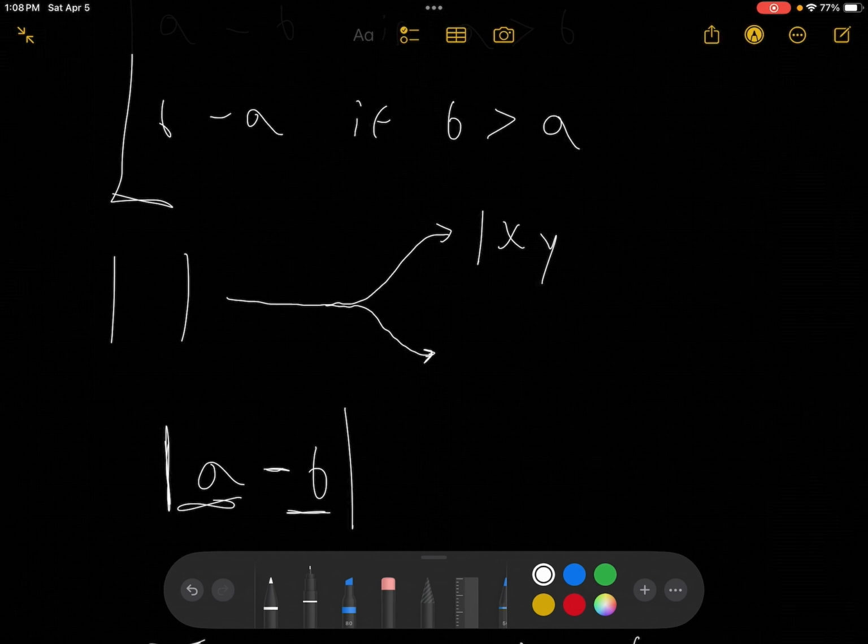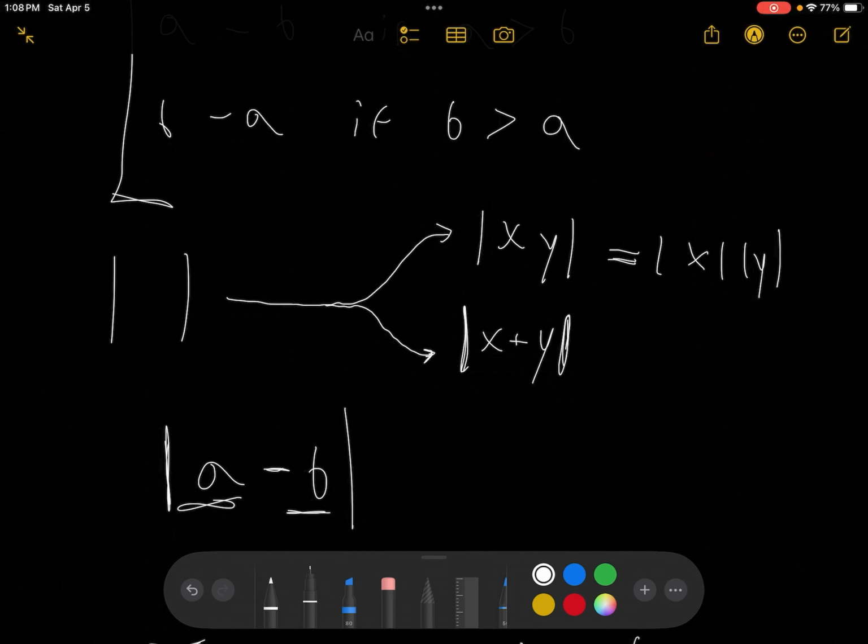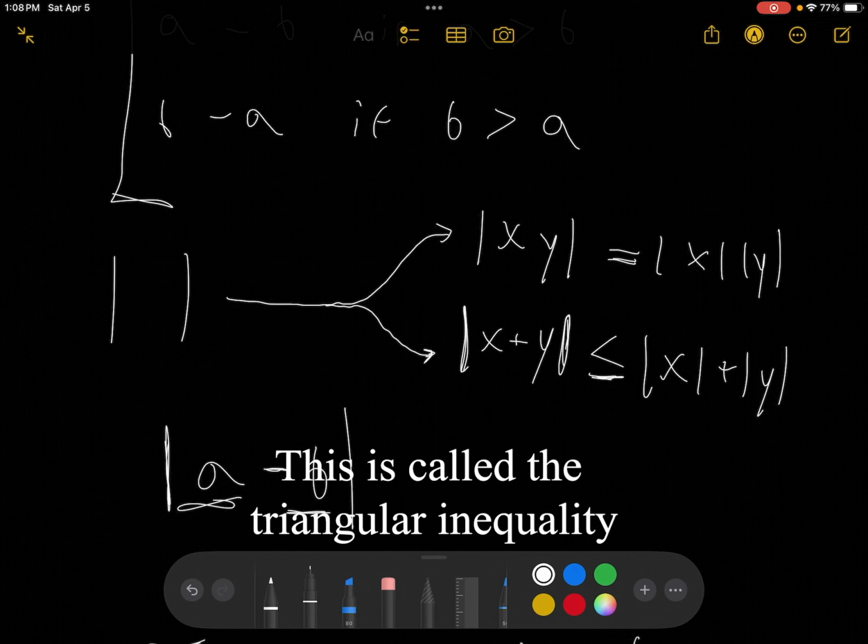So one is that the absolute value of a product is the same as the product of the absolute values, and the absolute value of a sum is less than or equal to the sum of the absolute values.